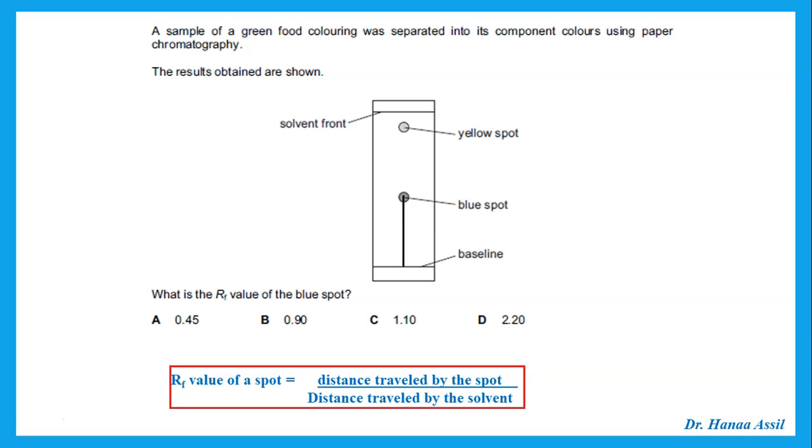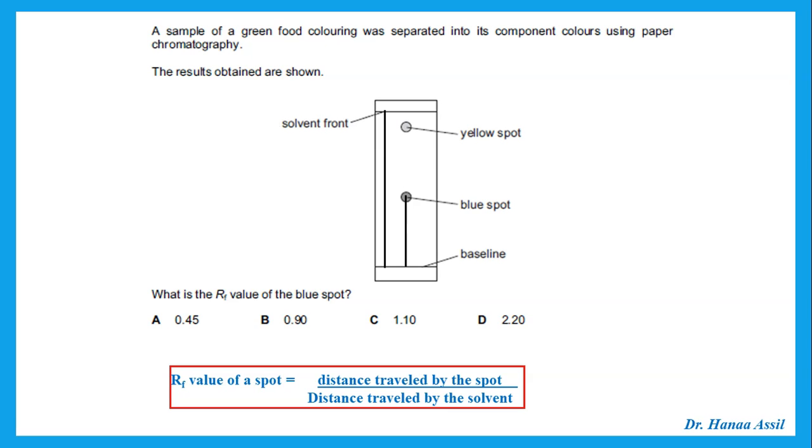He wants the blue spot. From the baseline to the spot, divided by from the baseline to the solvent front. If you do that with a ruler, you will find that it is 0.45. And without even doing this calculation, you can see that the blue spot is almost in the middle of the paper, and that means its RF value will be somewhere around 0.4 or 0.5.